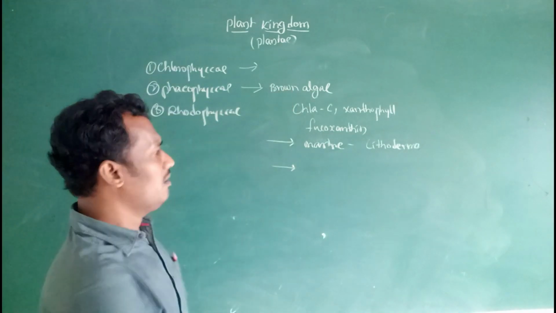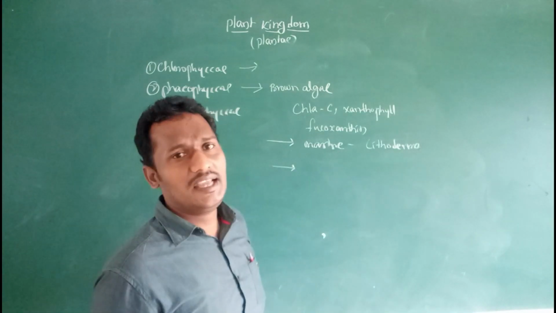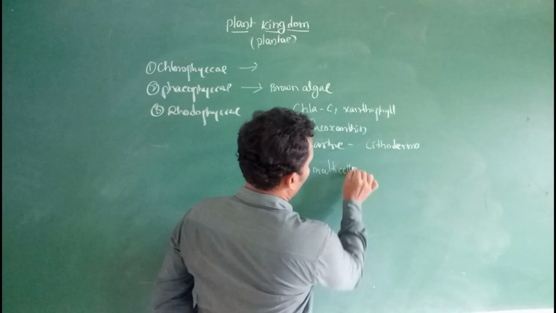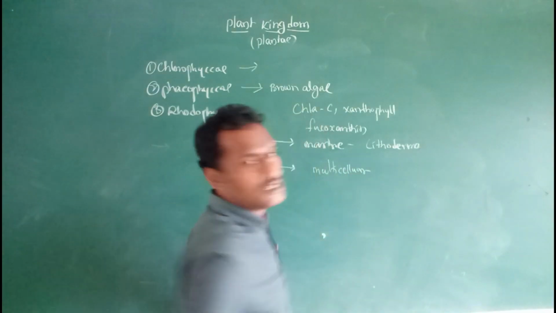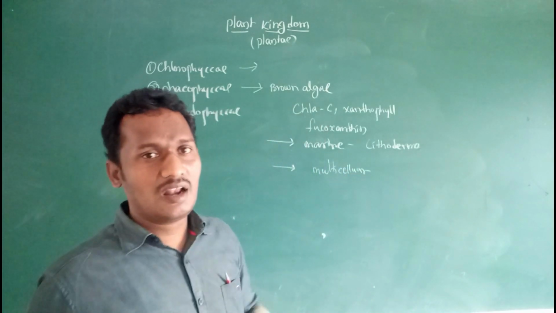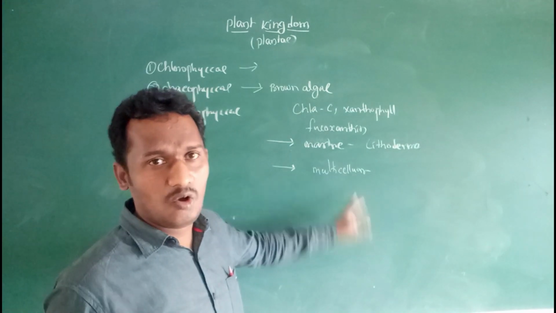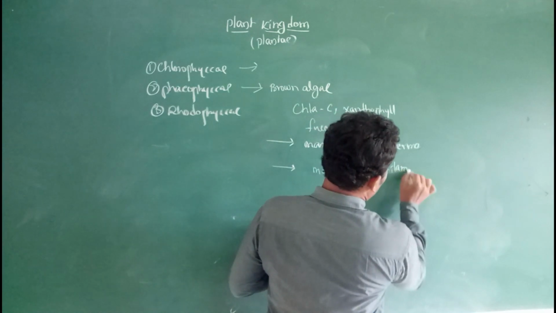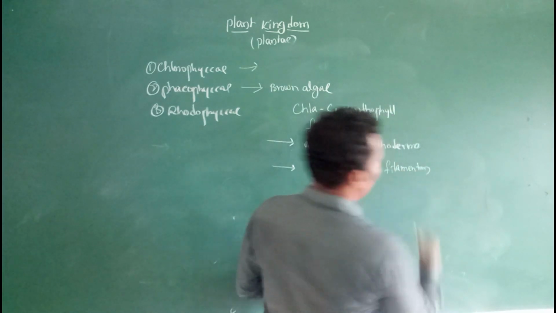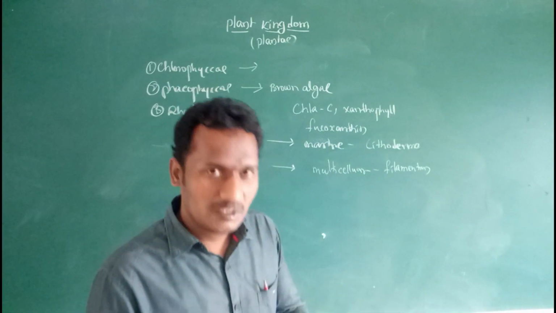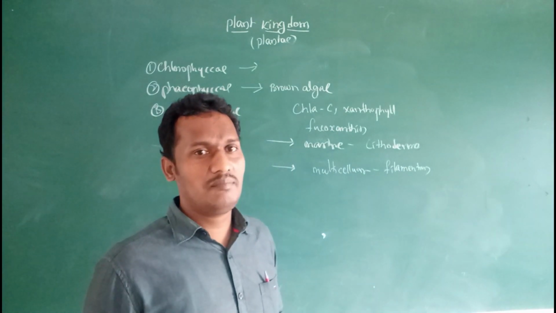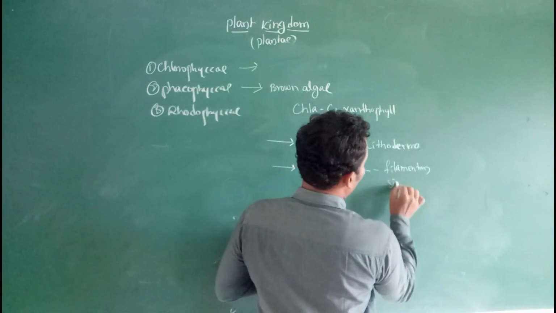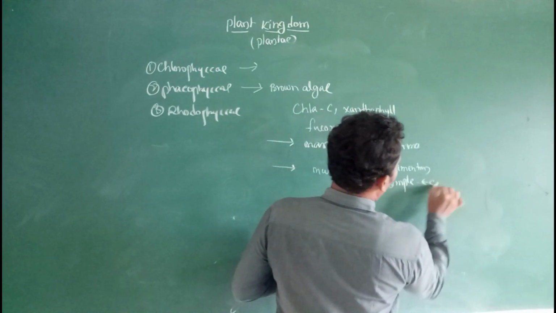Then the body organization of phaeophyceae members is mostly multicellular. Unicellular forms are absent. These multicellular forms are filamentous, branched, simple branched or profusely branched and large. Simple branched is Ectocarpus.